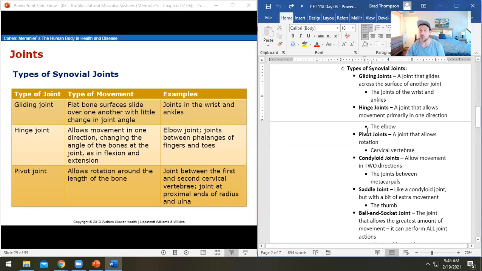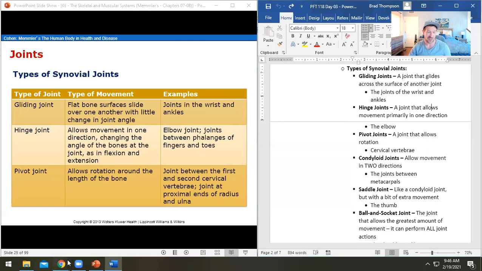Then you got hinge joints. Hinge joints primarily allow movement in one direction only. So your elbow is a really good example of this, right? Now, obviously you're like, well, wait a minute, I can twist my elbow. Yeah, totally can, but that's actually a different joint. When I talk about the elbow joint, I am just talking about the joint between the upper arm here and the lower arm here, where it mainly meets. That is a hinge joint.